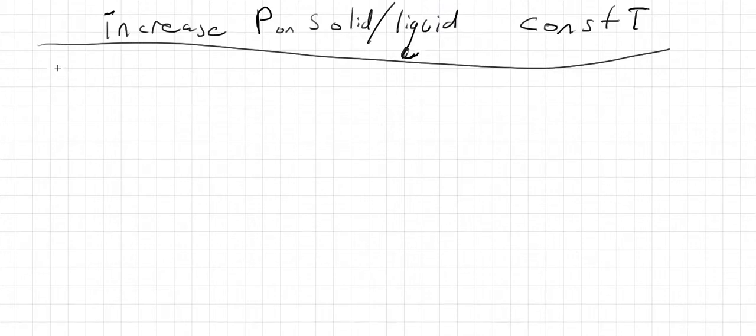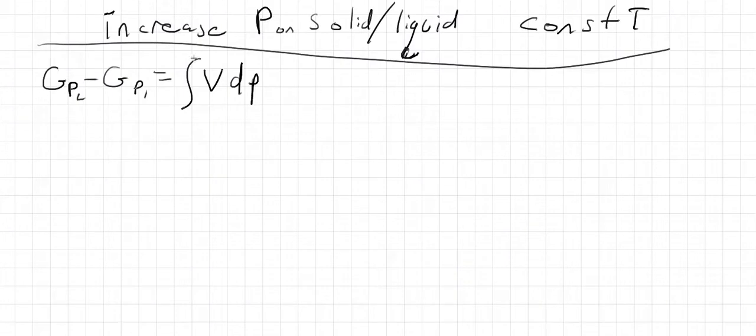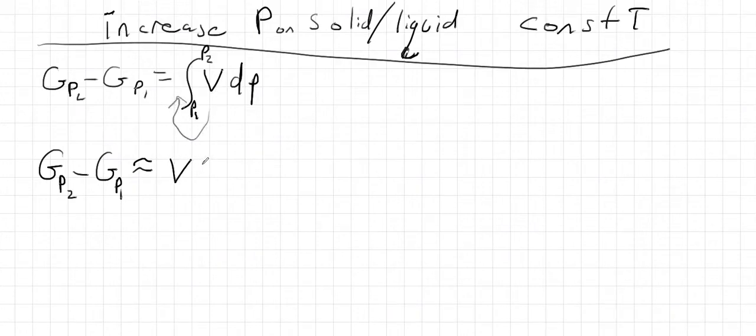So we go back to the general equation, G at P2 minus G at P1 is equal to the integral of the volume dP, integrating from P1 to P2. And now what we can do is say, well, if it's a solid or liquid that we're increasing the pressure on, then the volume of that solid or liquid doesn't change very much. So an approximation we can make is that the volume is constant. So we can pull that outside the integral. And then we're just integrating dP, so we just get the pressure difference. So this is good as long as the pressure difference is not big enough to make this volume change by something appreciable. So those are two cases for how the Gibbs energy changes with pressure.